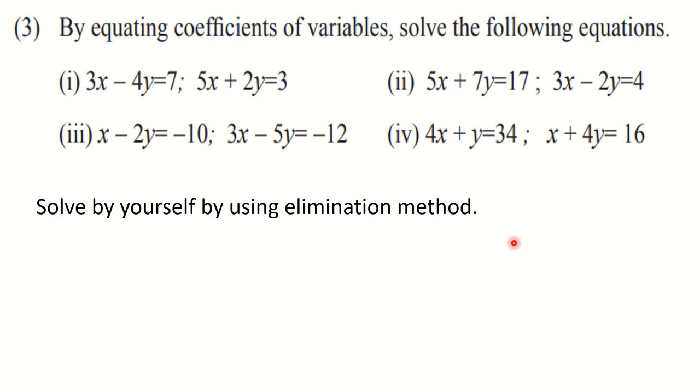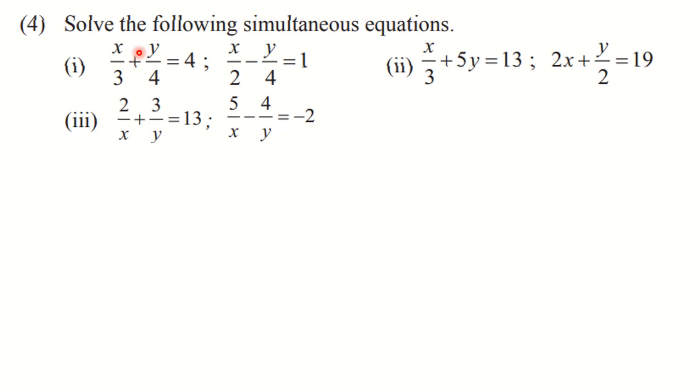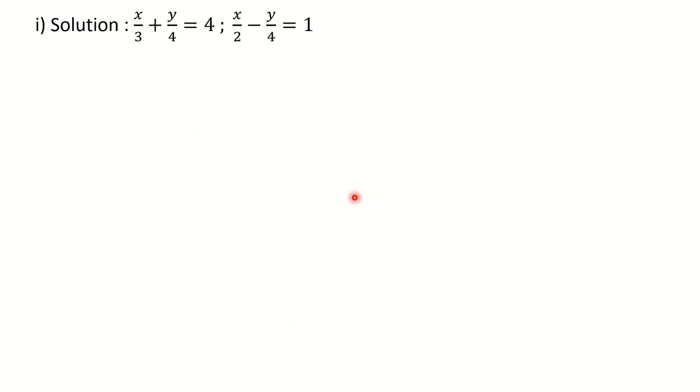Then next question is solve the following simultaneous equations. Now here you will observe that these equations are little bit different. Whatever equations we saw till now, that is in practice set 5.1, practice set 5.2, fractions were not there, but here you will observe that the fractions are there. So here little bit more steps we have to do to solve the sums. So let us go towards the first question here. Question number 1. See, x upon 3 plus y upon 4 is equal to 4 and x upon 2 minus y upon 4 is equal to 1.